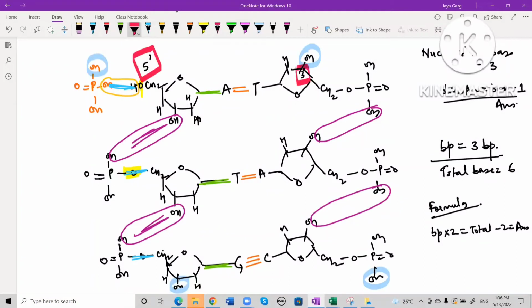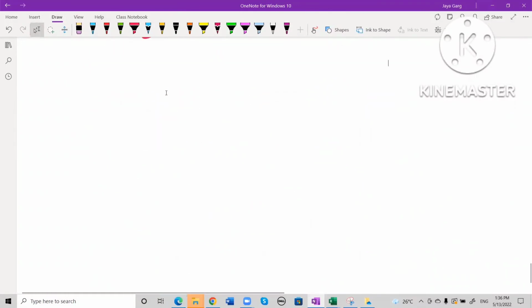Check this. Clear, beta? Now if you see this OH, it is present on the 3rd carbon. And here, 5th carbon. That is why we say the 2 strands of DNA are anti-parallel. If one is running from 5' to 3', the other is running from 3' to 5'. And I hope now your entire picture might be clear to you. All the numerical questions which they ask, I have covered also. Now see one more thing. See, DNA.